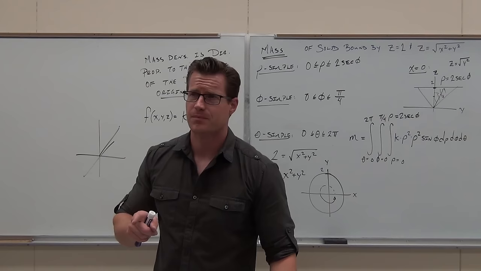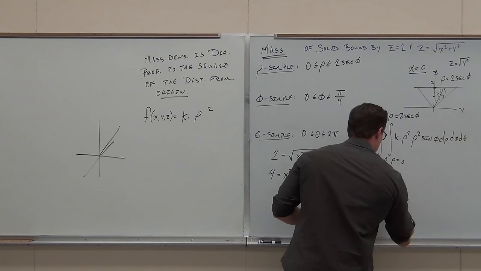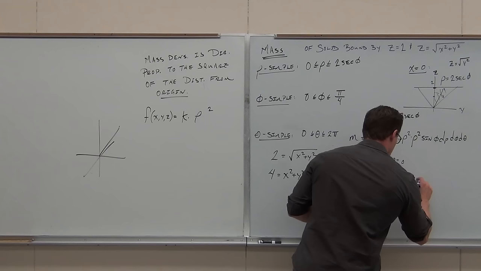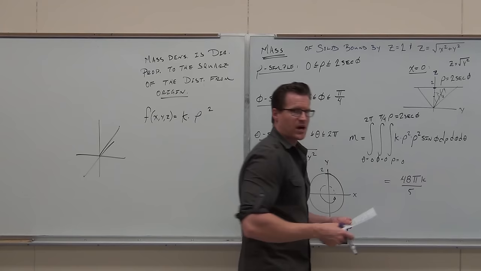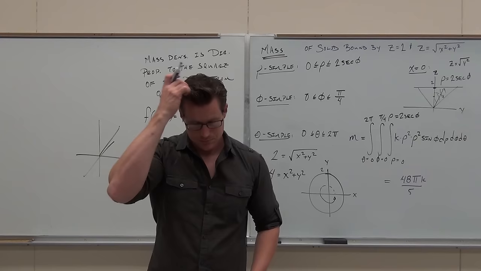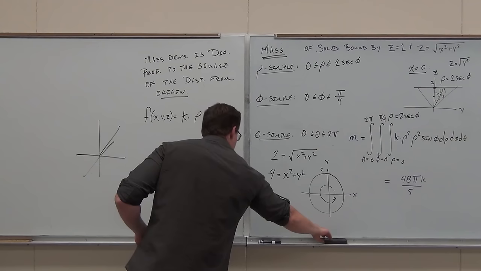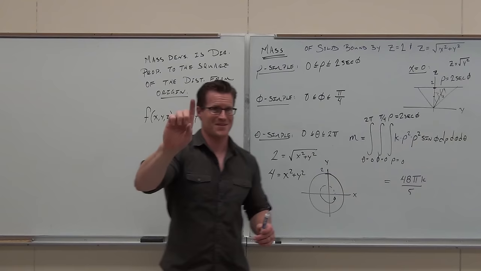Okay. If you want to try it on your own, you should get 48 pi k over 5. We got one more, and we're done. One more idea. Just an idea. We're going to stick with the same problem. Don't worry, you don't have to write down much.